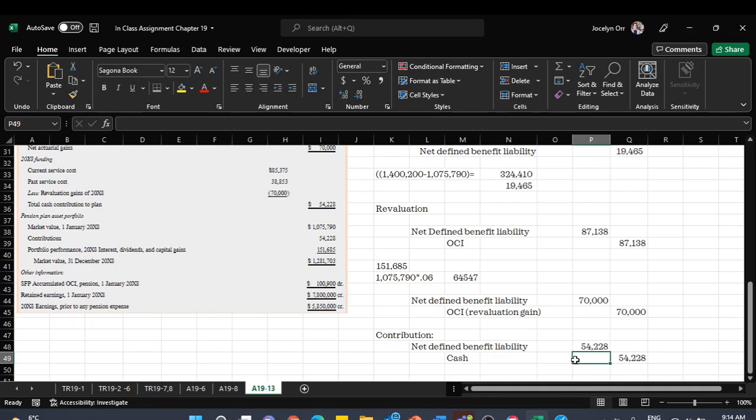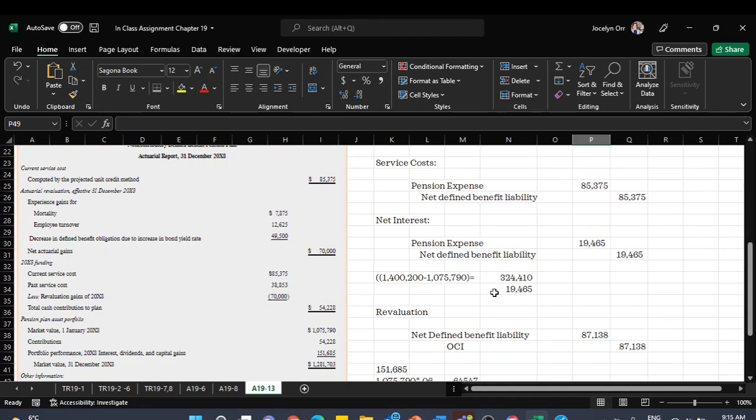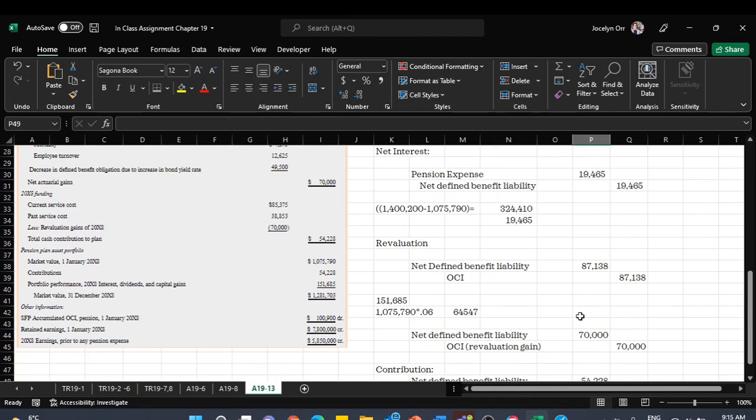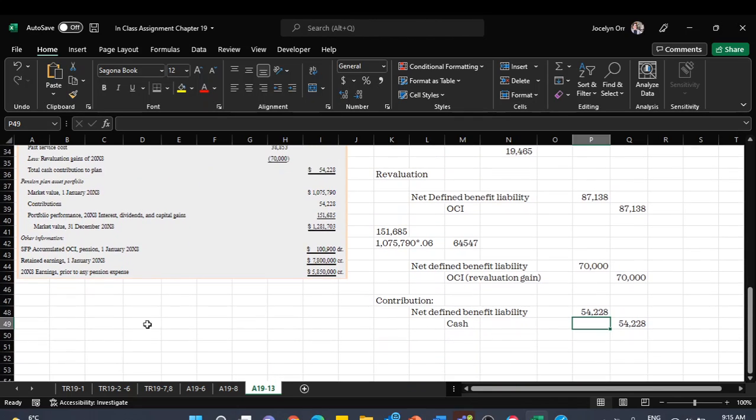Okay, so that takes care of our journal entries that relate to pension. We have our service costs, our net interest, our revaluations based on experience and based on revaluation from the actuary, and then our contribution that's being made.